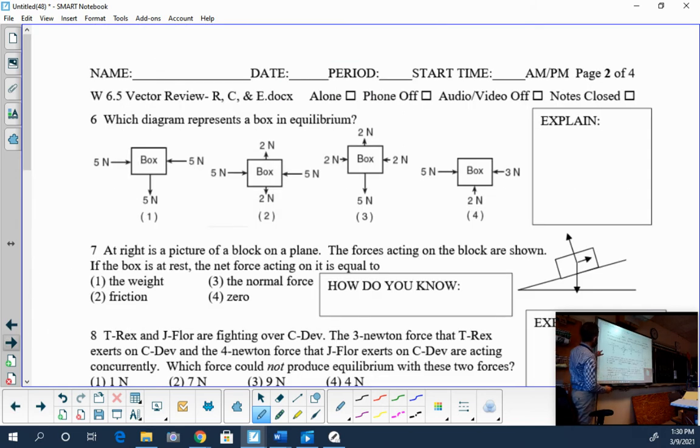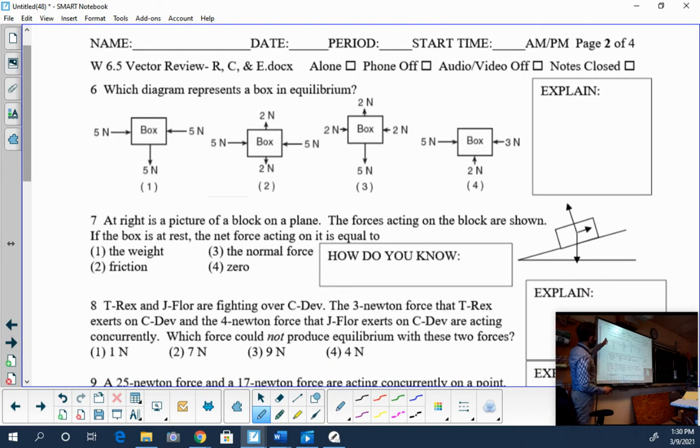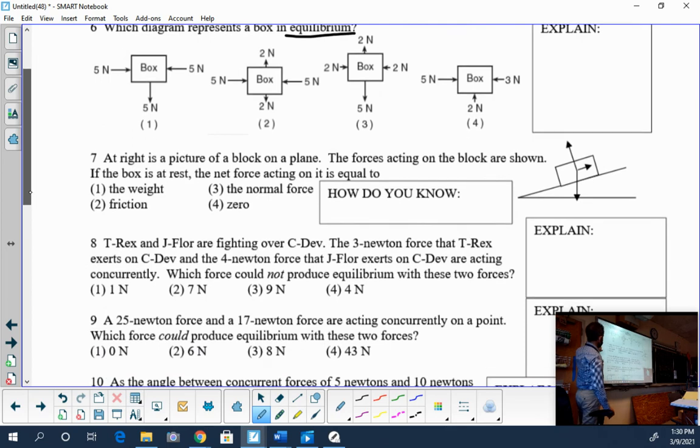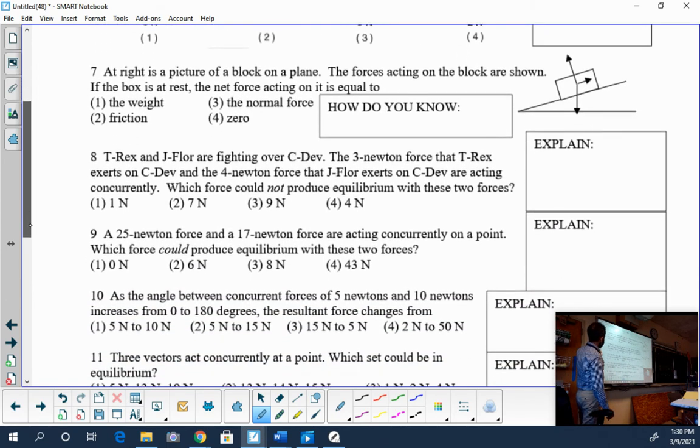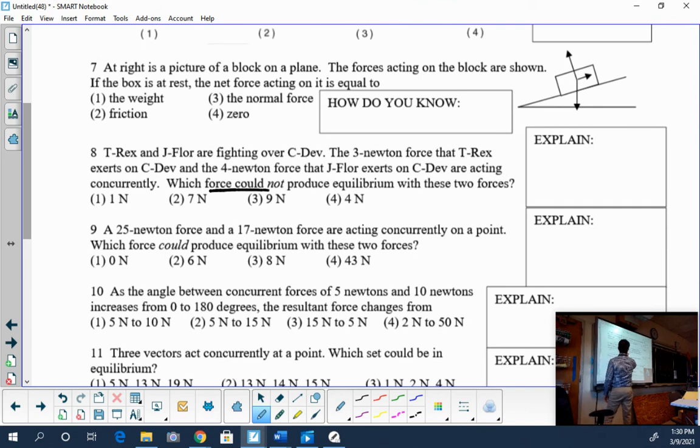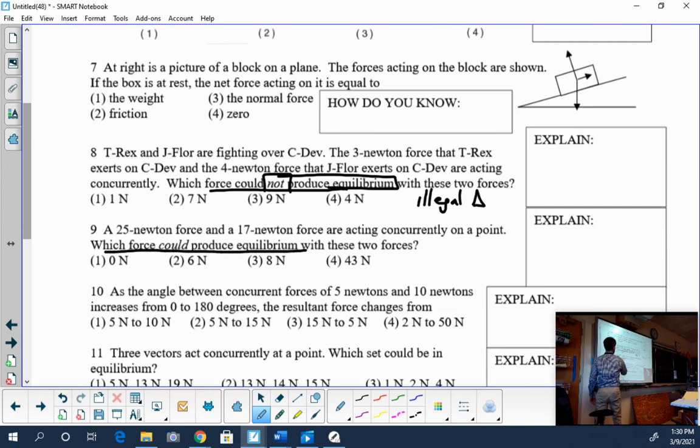All right, on the next page, equilibrium. Well, you know equilibrium means all the forces have to balance, so figure that out. Here's a couple more equilibrium questions over here. You'll be able to handle those no problem. Here, which force could not produce equilibrium? Not produce equilibrium means you want an illegal triangle. And here, which force could produce equilibrium? You want that legal triangle.